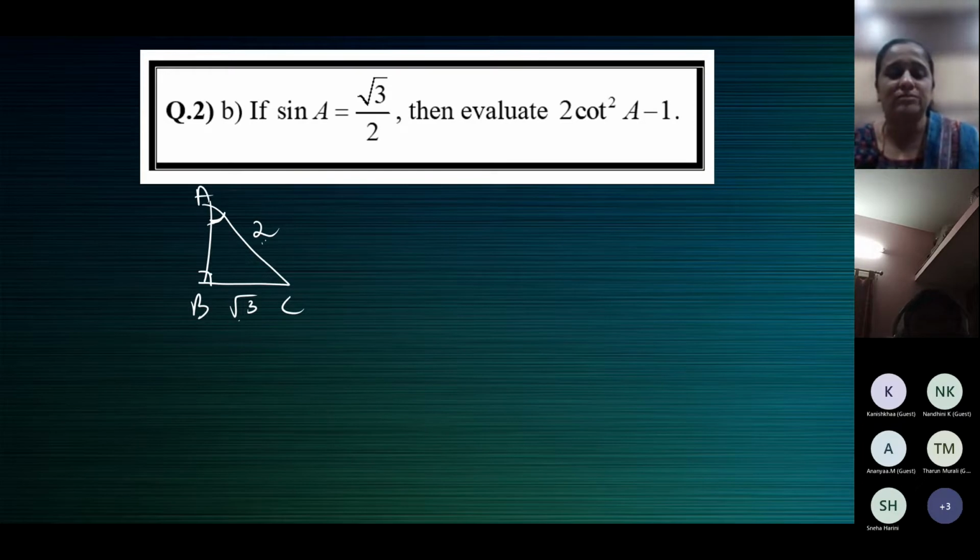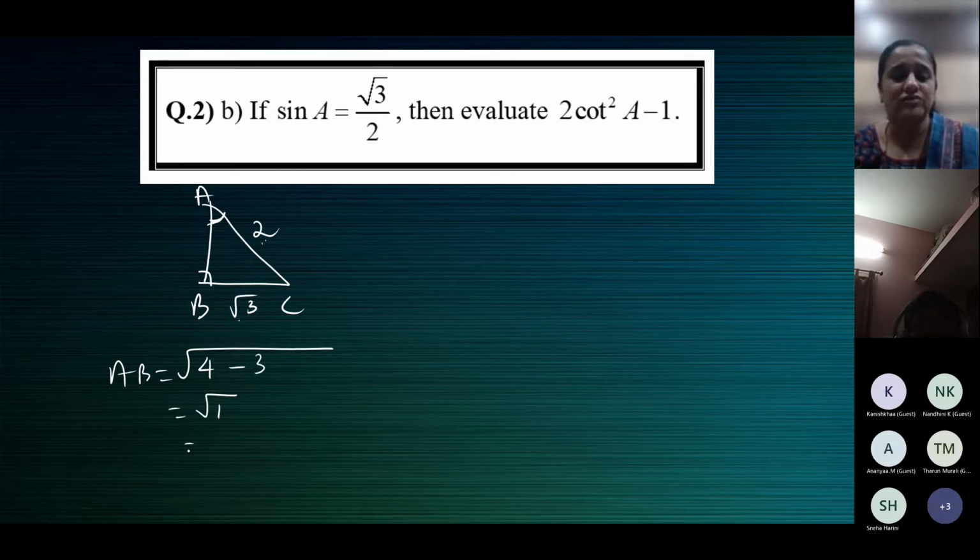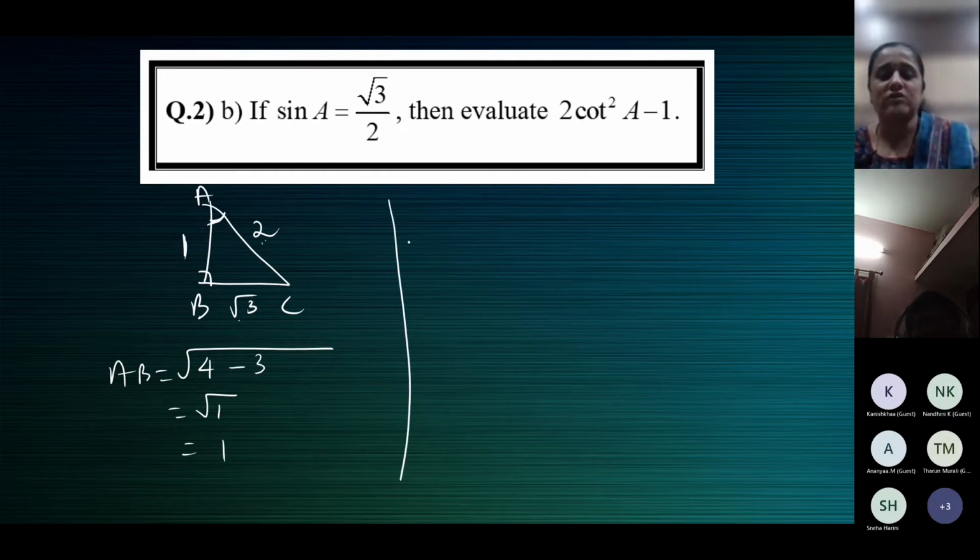Now we'll find AB using Pythagoras theorem. So AB will be equal to square root of this one square, 2 square, 4, minus this one square, root 3 the whole square, so 3. So root 4 minus 3 is 1, root 1 which is 1. So this one is 1. AB is 1. Now we'll find cot A.